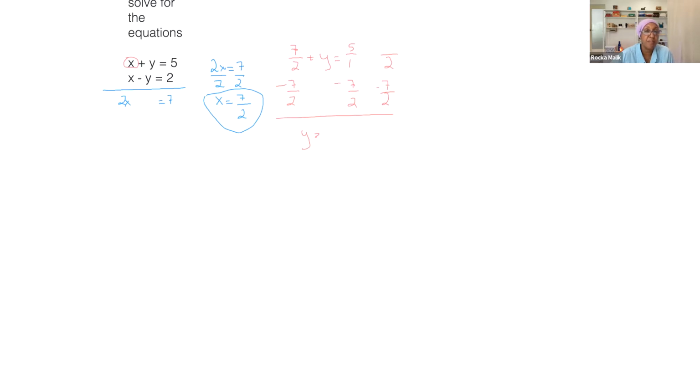Now, whatever I did to the bottom to get this number, I'm gonna also do to the top. So 1 times 2 gives me this 2. 5 times 2 will give me this new number here. So now I have 10 over 2, which still has the value of 5. Because 2 into 10 will go 5 times. I have 10 over 2 minus 7 over 2.